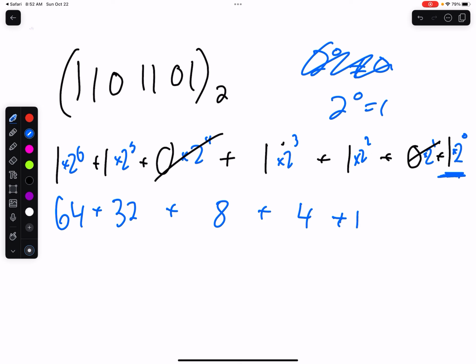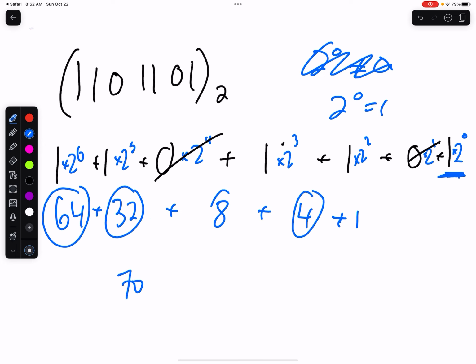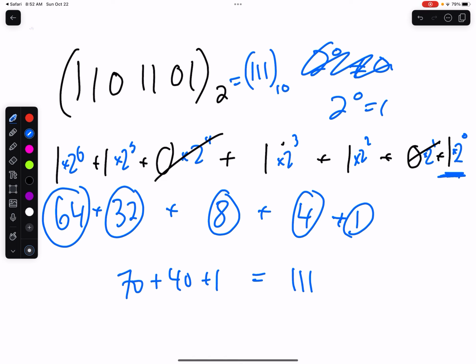Now I can just put things together. What do I have? I'll make a 70. I'll make a 40. And I won't forget the 1. That's 111 in base 10.